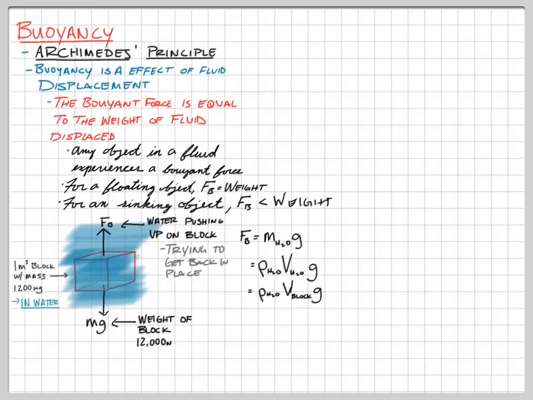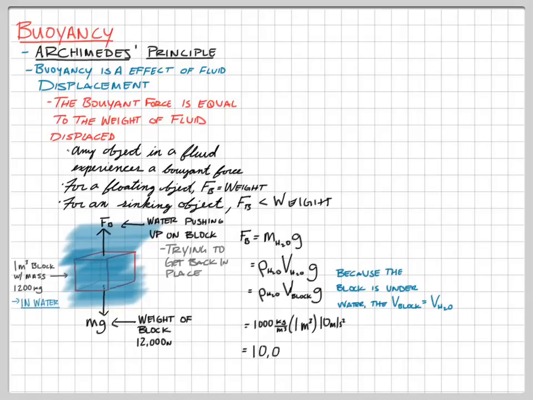So we get to put all that in there now to find the buoyant force. And we're substituting the volume of the block for the volume of the water because the block is under the water. Those two things are the same. So we have, for the density of water, 1,000 kilograms per meter cubed. The volume of my block happens to be 1 meter cubed, and the acceleration due to gravity is 10. So that gives me a buoyant force of 10,000 newtons. This object is sinking because the buoyant force is smaller than the weight of the block.